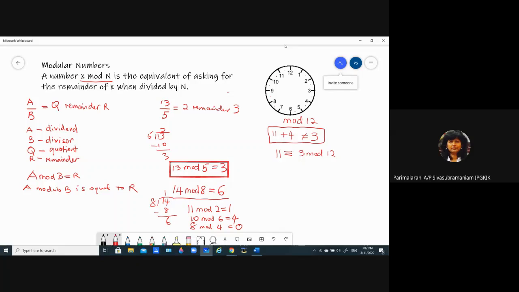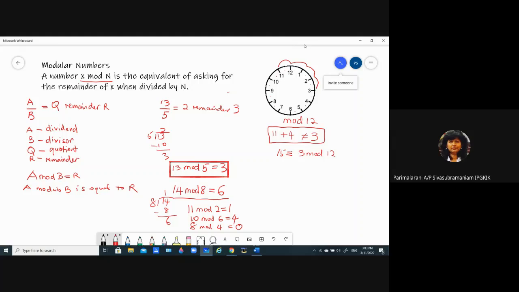Sorry, not 11. 15. 15 is congruent to 3 because from 11, this is 12, 13, 14, 15. So 15 is congruent to 3 mod 12. That means when you divide 15 by 12, the remainder is 3. And 3 divided by 12 is also remainder 3.